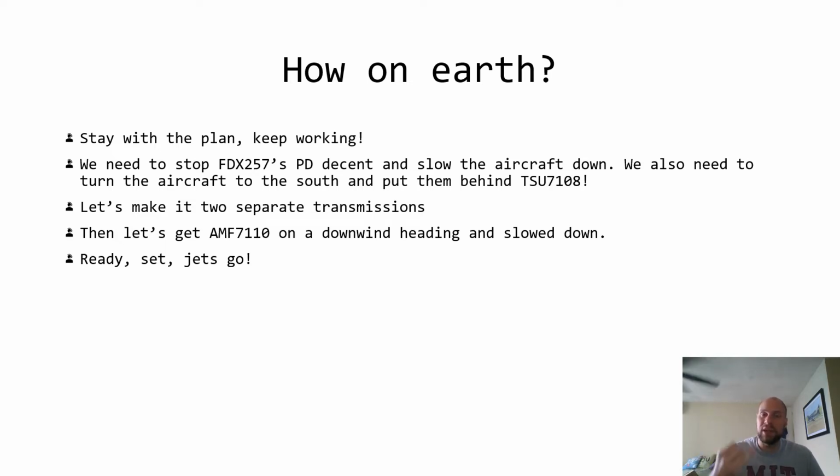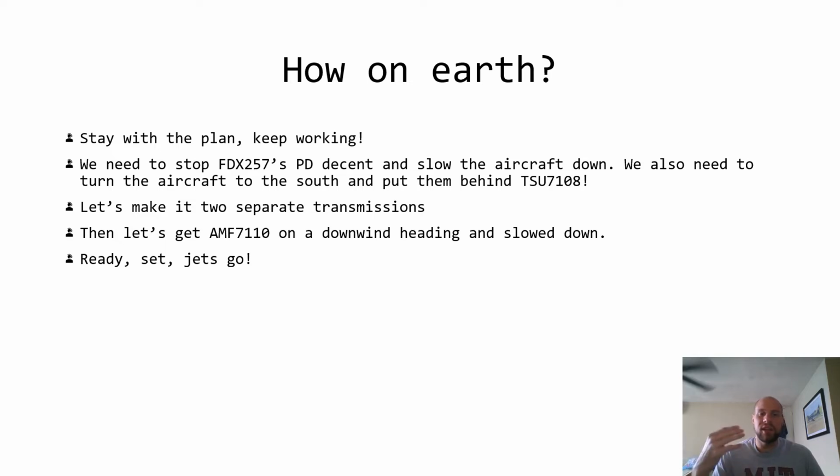It's a speed reduction, altitude, descent, and a heading, a vector, and having all that in one transmission would be a little tricky, right? Lots of zeros, lots of numbers being thrown around inside the headset, and we don't want anything to get transposed, and we want a good readback, right? So let's make that transmission to FedEx 257 Heavy two separate transmissions, right?